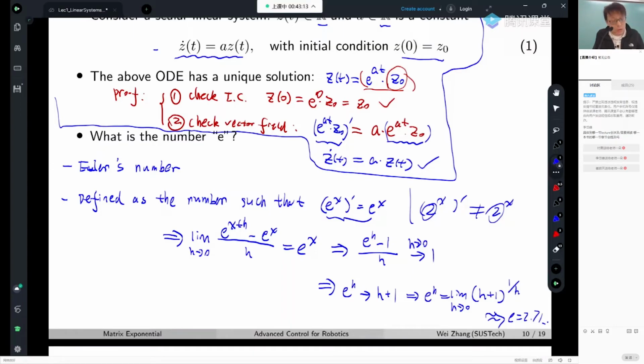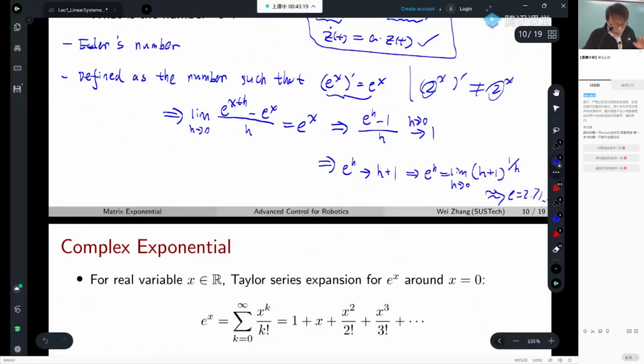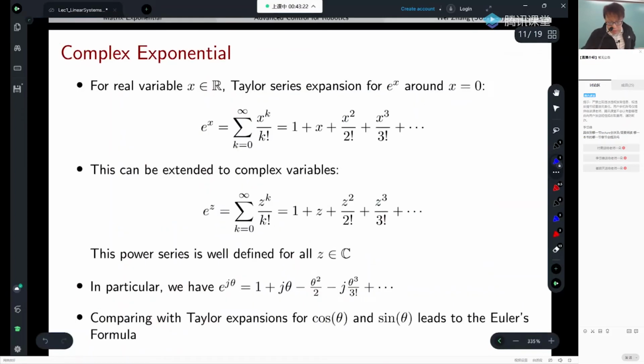E is the magic number that solves some kind of differential equation. Okay, all right. E can be defined in many other ways, and one that we engineering people like the most is Taylor theory, right? Taylor expansion. E can be defined as this Taylor expansion.